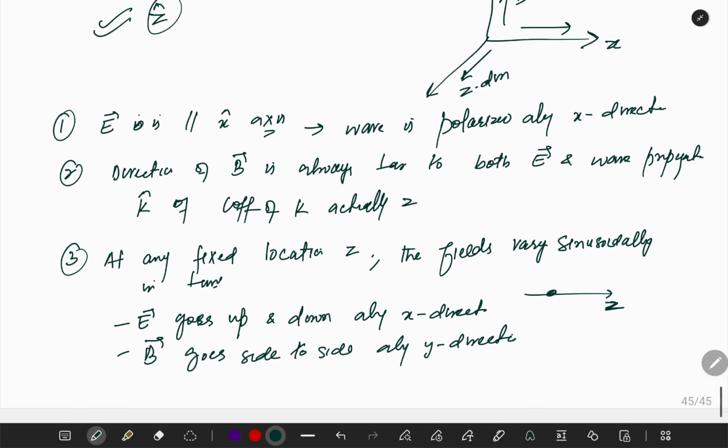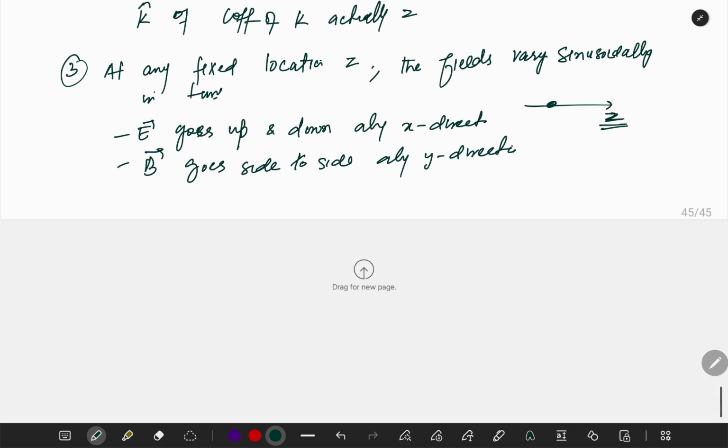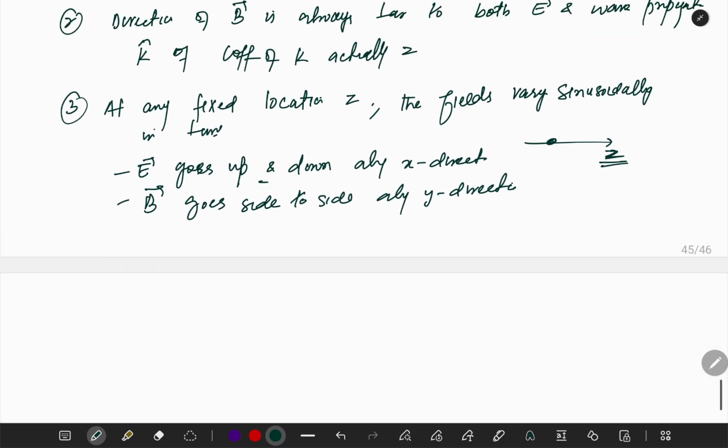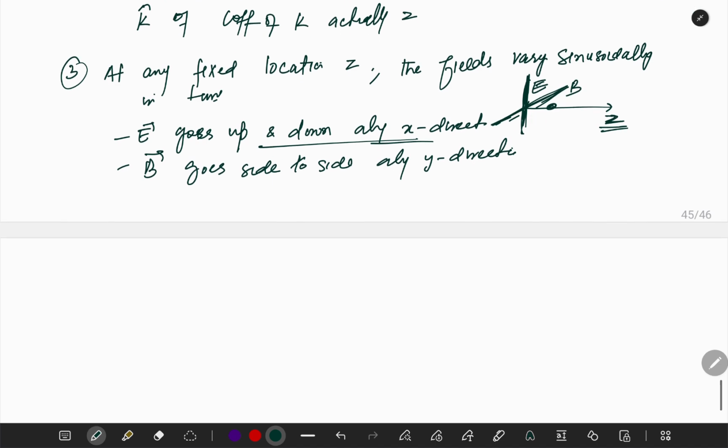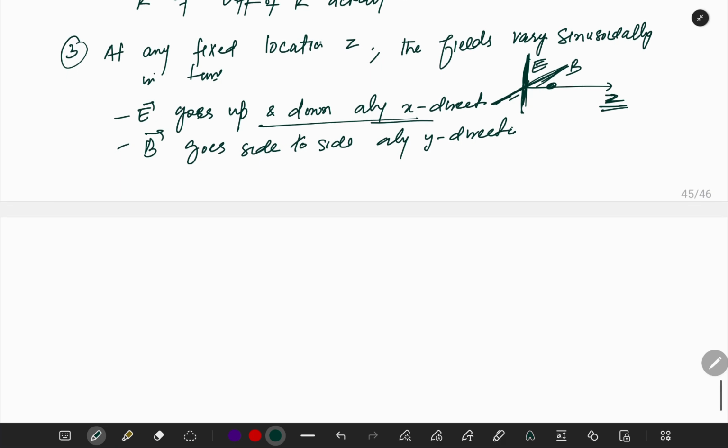I hope you understand, because wave is traveling along z direction. Electric field is going up and down along x. Then magnetic field would go side by side along y. This is very important. There are certain important points as well. I'll mention them here. They are in phase. Electric field and the magnetic field are in phase.